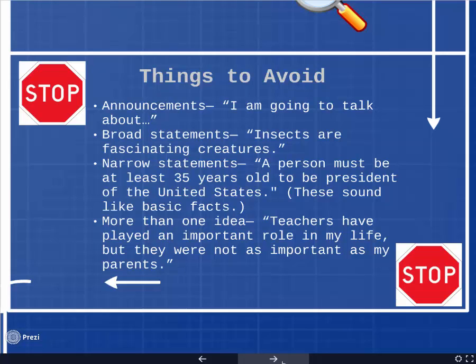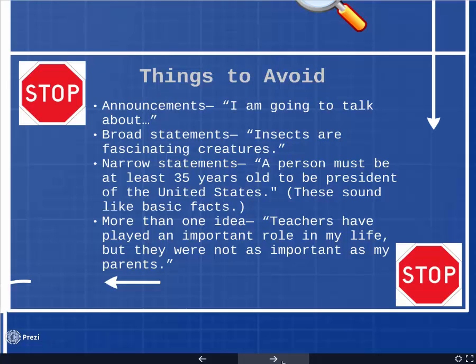You also want to avoid statements that are too narrow. For instance, "a person must be at least 35 years old to be President of the United States." Now, you can tell when your thesis statement is too narrow because usually these sound like basic facts. And in fact, these are also called dead-end thesis statements because it's very difficult to elaborate on something that is just a basic detail. Really, it's just a supporting detail.